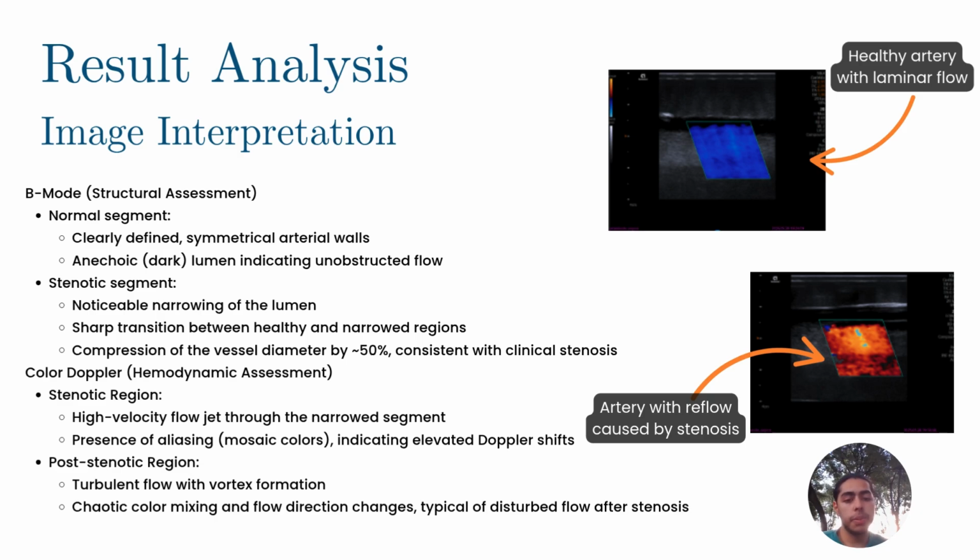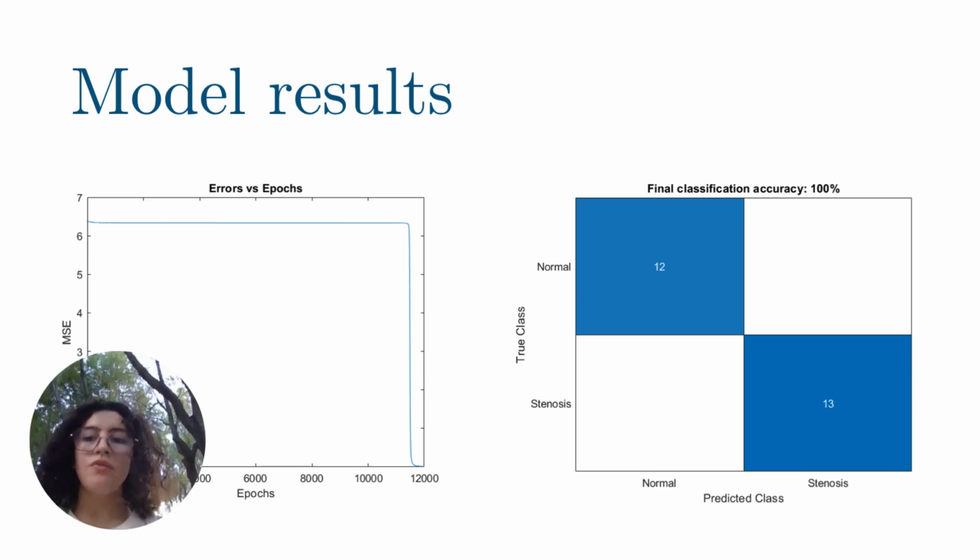It allows us to differentiate between the healthy artery and the narrow section caused by the stenosis, as well as the velocity jets and change in flow direction in Doppler represented by color mixing. Model results: an output layer with a hard limit activation function ultimately classifying the input as either normal or stenotic.